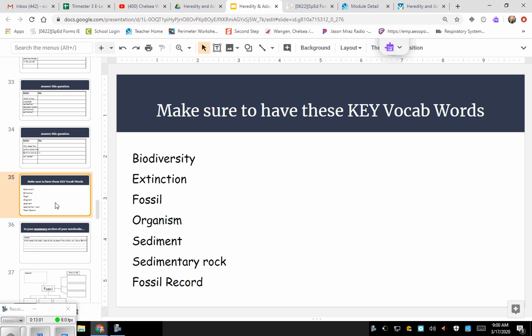All right, so one of the things you need to do to make sure you understand these key vocab words are going to be essential for your understanding. Biodiversity, we've gone over that earlier in our lessons. Extinction, we've talked a lot about that today. Fossils, we talked about that yesterday. Organisms, I talked about that on the first day. Sediment, we talked about that with fossils yesterday. Sedimentary rock, that's also something we touched on yesterday, and our fossil record, which is also something we talked about yesterday. Make sure you're able to define these key vocab words, because these will help you understand things as we continue to go through our unit.